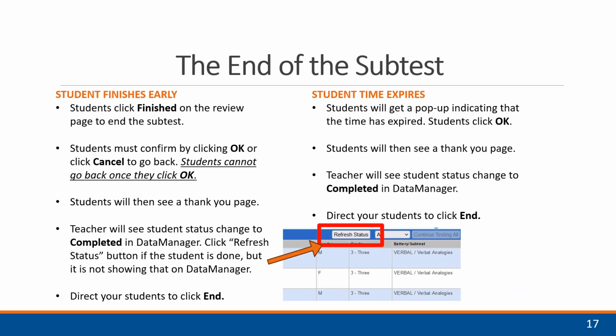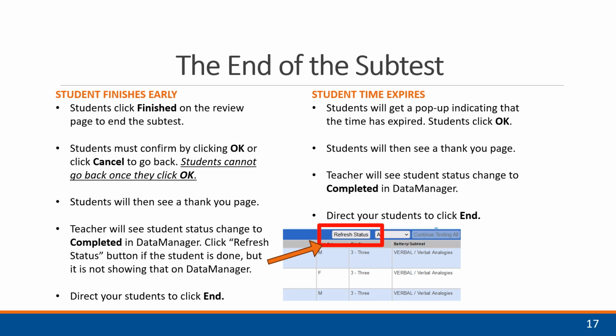The end of the subtest. If a student finishes early, they will have to click Finished on the review page in order to end the subtest. Students must confirm by clicking OK or click Cancel if they want to go back, but please keep in mind that students cannot go back once they do click OK. Students will then see a thank you page.